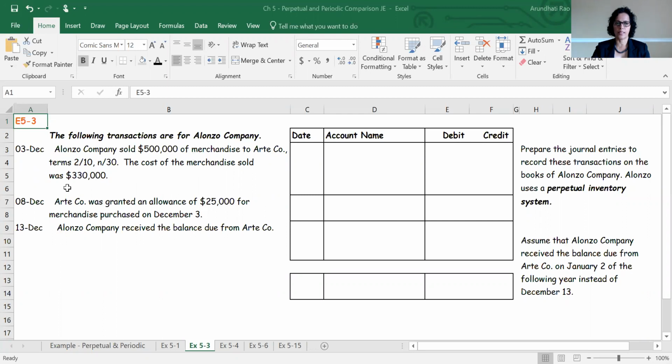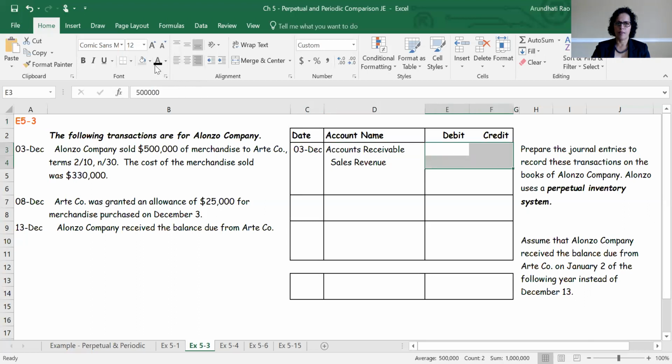Now this is the books of the seller. So the date we have here is December 3rd. On this date, they have made a sale. They have not received the money. They will receive the money in the future. So in their journal entry, accounts receivable will be debited and sales will be credited. The selling price, what's going to be on the invoice, is $500,000.